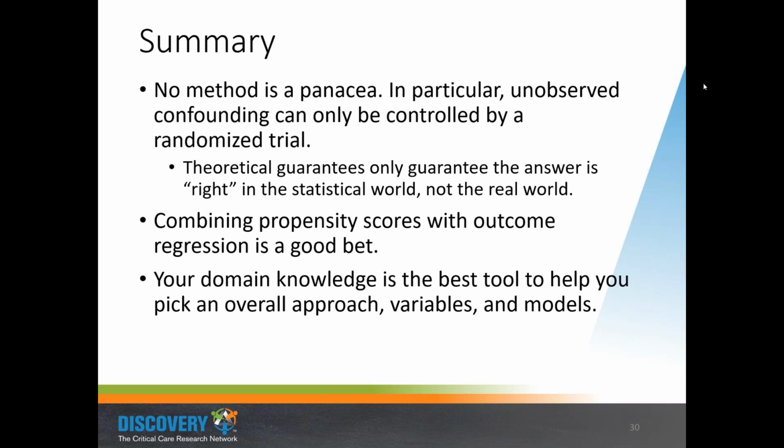And the last point, which ties into the first point, is that since everything seems so grim, these theoretical guarantees aren't really guarantees, and you can't really do anything about unobserved confounding, the best thing you can do is use your domain knowledge. That is absolutely the best tool to help you pick an overall approach, variables and models, because you are the expert who knows: do I have a better model of the treatment assignment, or do I think I'll have a better model of the outcome? And do I think I'm missing an important variable here or not? What do I anticipate the bias being? So your domain knowledge is by far the most important tool.